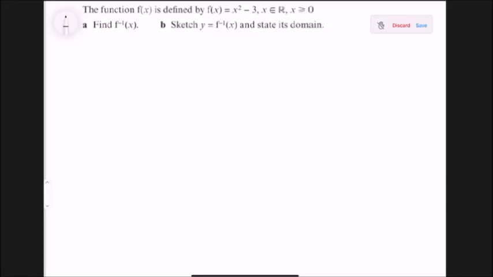So the function f of x is given. F of x equals x squared minus 3. At first we need to find the f inverse.